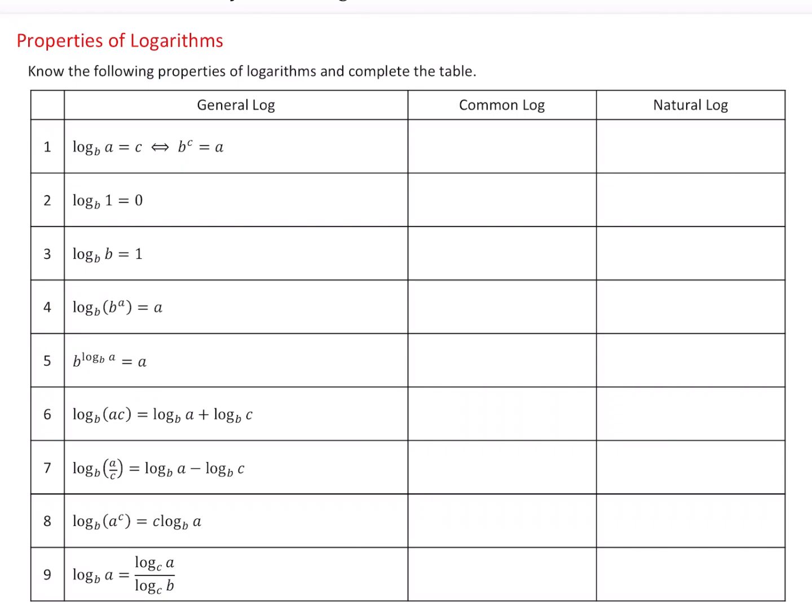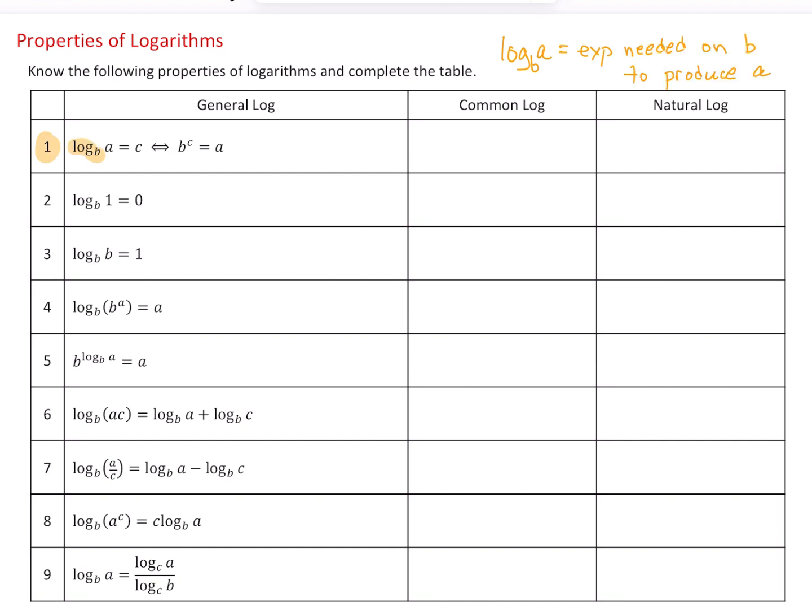Know the following properties of logarithms and complete the table. If I could sum up what a logarithm is in a single word, I would say the word exponent. When I see the expression log base b of a, this represents the exponent needed on the base b to produce a. Which takes me right to property number 1.